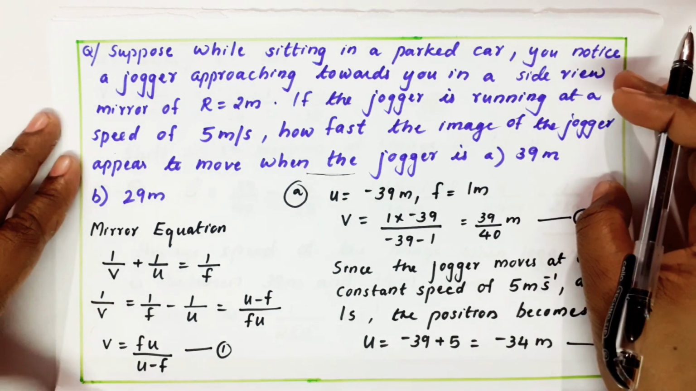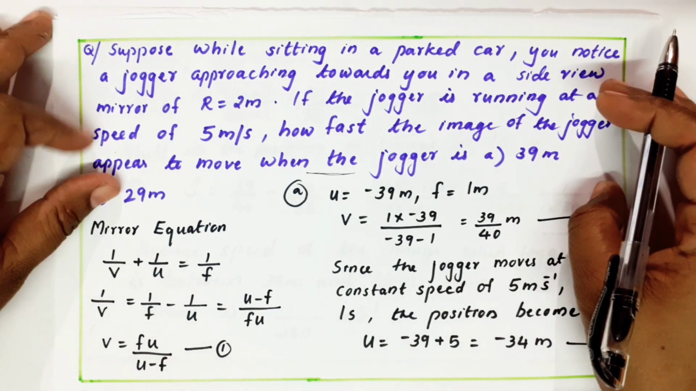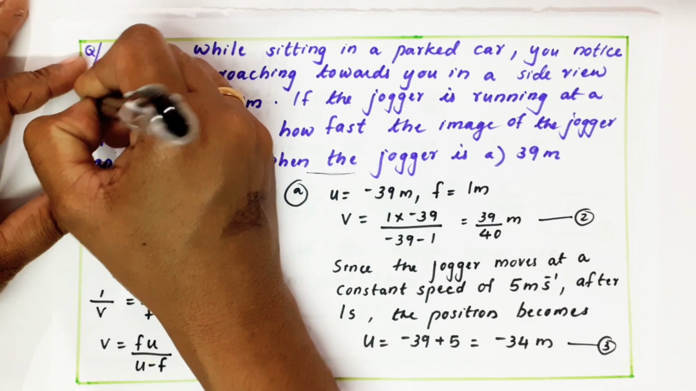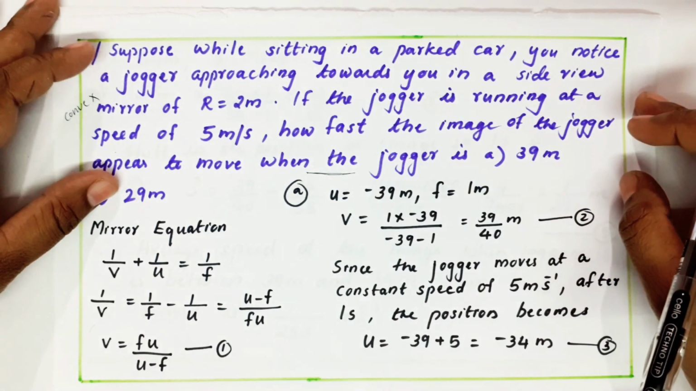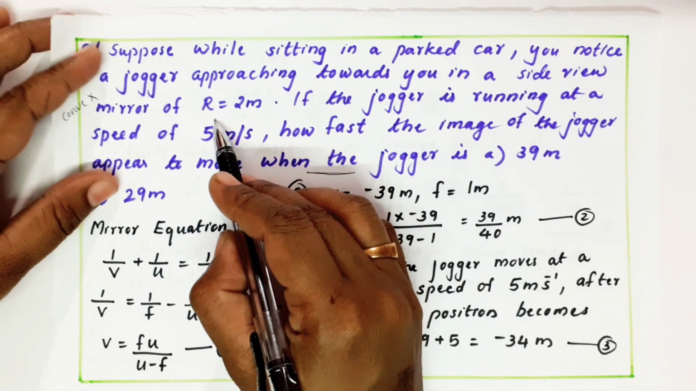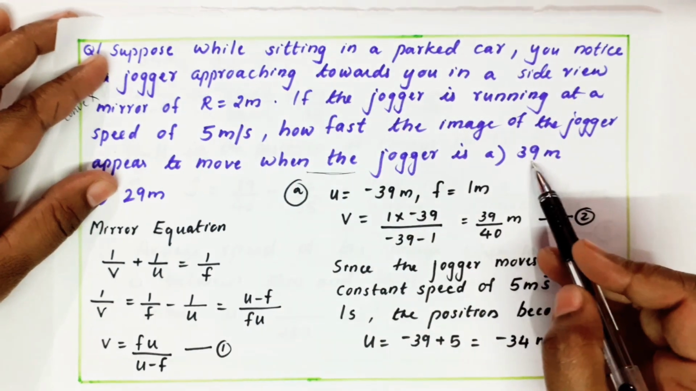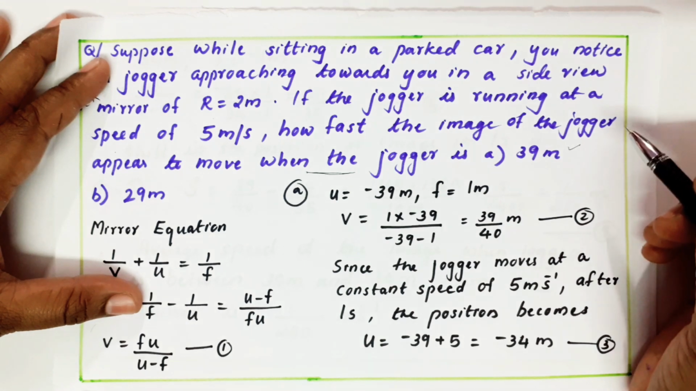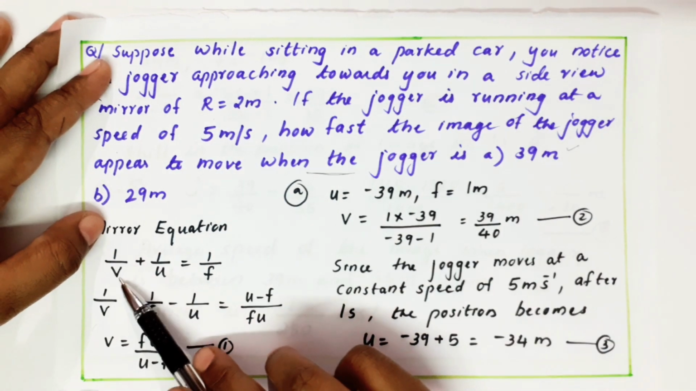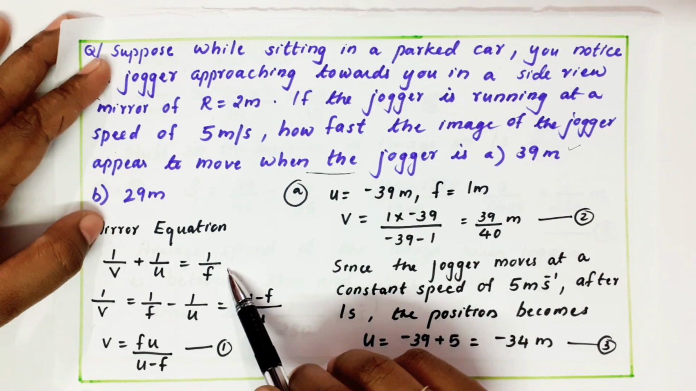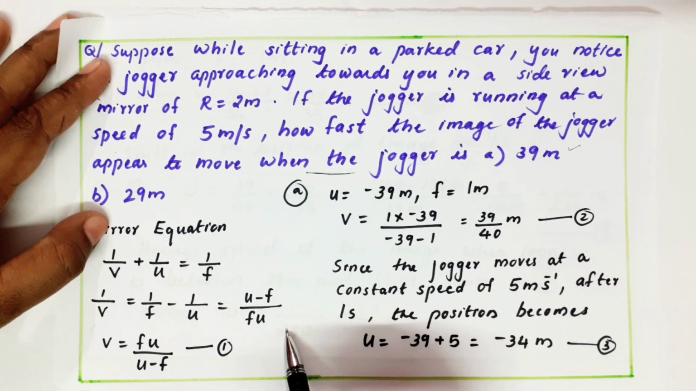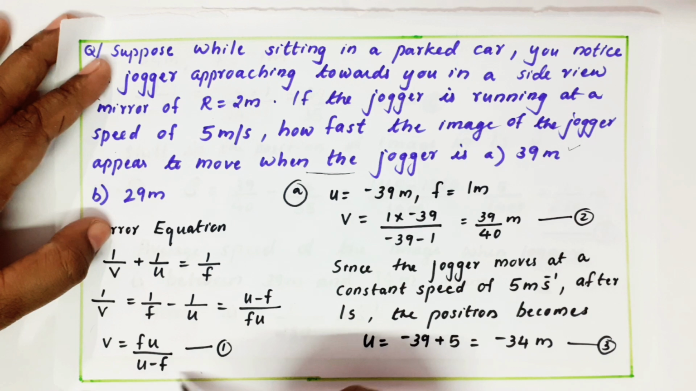In the last video we discussed that a rear view mirror is a convex mirror. Remember, this is which mirror only? Rear view mirror is a convex mirror. Now r they gave, with that you can find f. And they gave the object distance in two cases. First I am taking 39 meter. So I am taking the mirror equation 1 by v plus 1 by u is 1 by f. From that, 1 by v equals 1 by f minus 1 by u. Taking LCM, fu by u minus f, we get an equation for v.